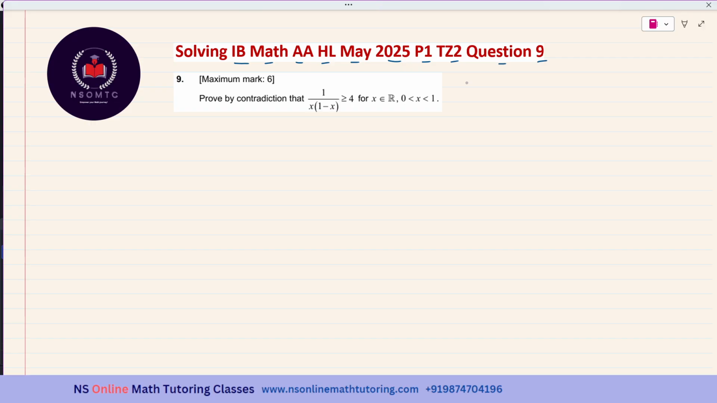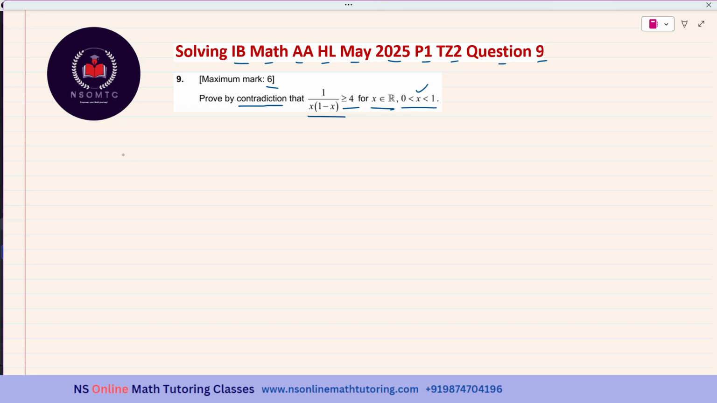So without any further delay, let us start to solve this question number 9. The maximum mark is 6. Prove by contradiction that 1 over x times 1 minus x is greater than or equal to 4, where x is a real number and x is greater than 0 but less than 1. x is a fraction.